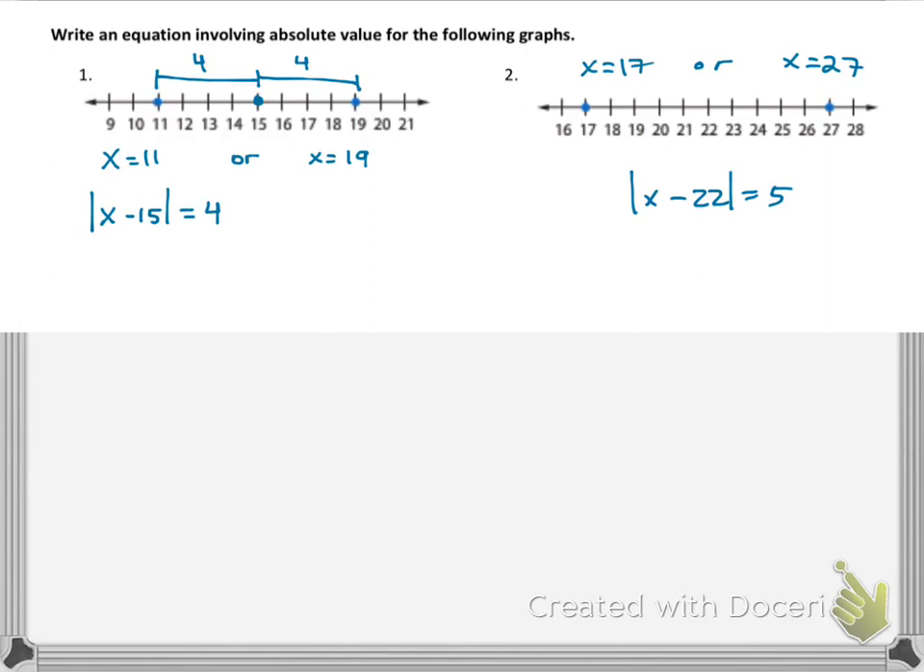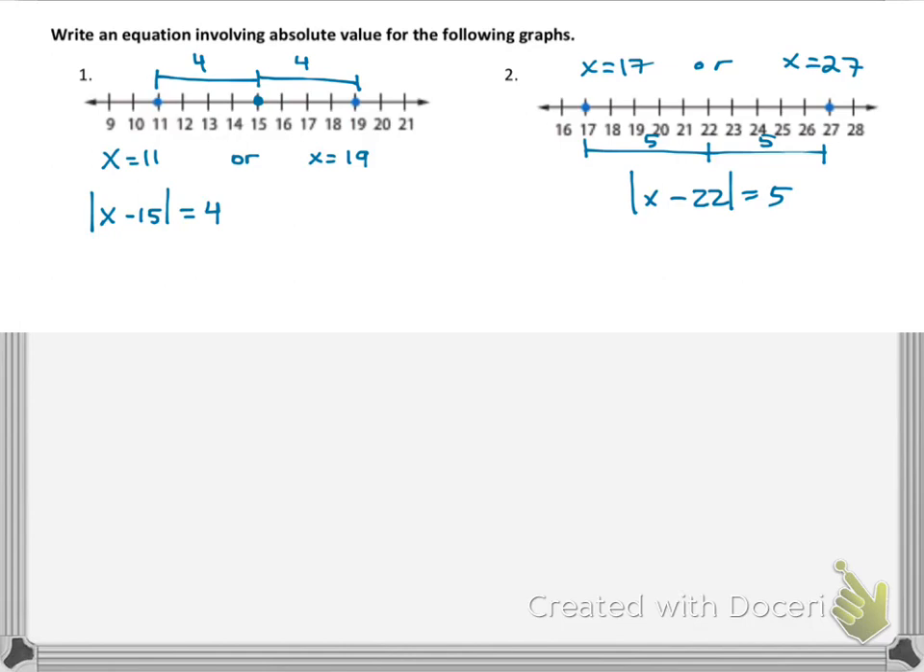So if you said the absolute value of x minus 22 is equal to 5, that's good. So the distance between some number and 22 is 5 spaces. So here's 5 spaces, or it could be 5 spaces going the other way. So that's the equation that they started off with. That one's a little bit trickier.